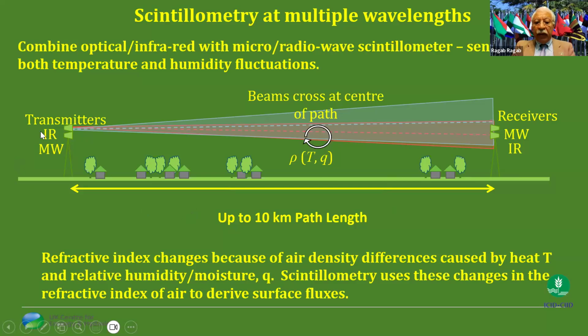So we have the transmitter, and then you have the change in air density under the beam, and that change of air density is related to the change in temperature and the change in relative humidity. So the refractive index changes because of the air density differences caused by the heat and relative humidity or moisture. Scintillometry uses these changes in the refractive index of air to derive surface fluxes.